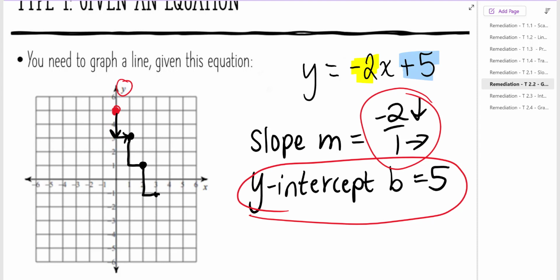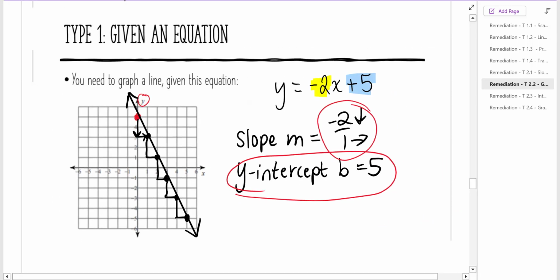Down 2, right 1, a point. Abajo 2, derecho 1, otro punto. And then I'm going to connect all the points. And that's my line.